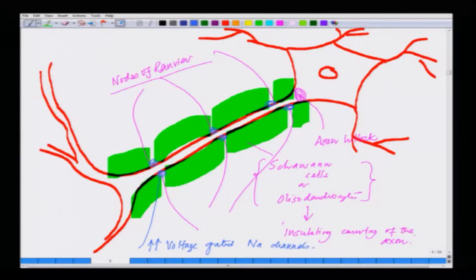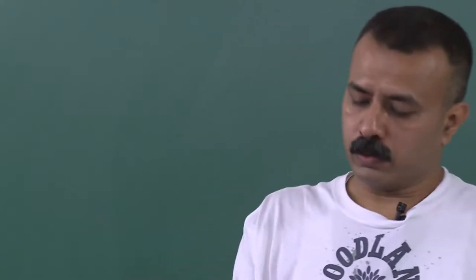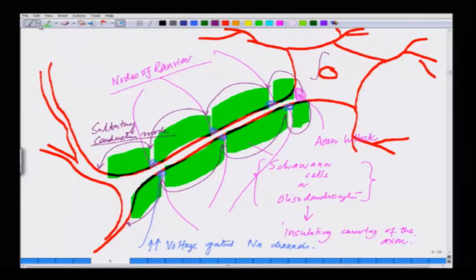sodium channels, and the current, which is now obtaining from all the sources and doing the summation, actually hops like this. It is called saltatory conduction mode. Okay. So, at this stage, what is happening? Now, this is the zone where this whole structure is in contact with the muscle.